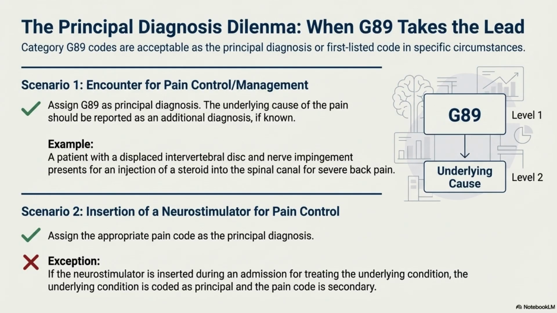The second situation is when a neurostimulator is inserted solely for pain control. Again, the pain code is principal, unless the neurostimulator is placed during an admission for treating the underlying condition. In that case, the underlying condition takes priority.